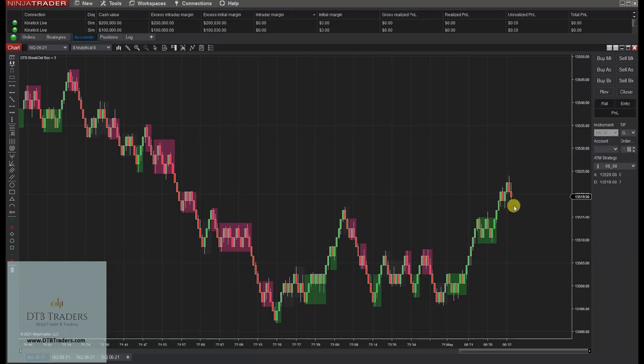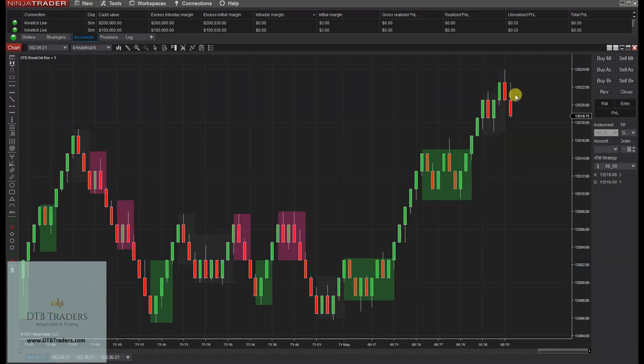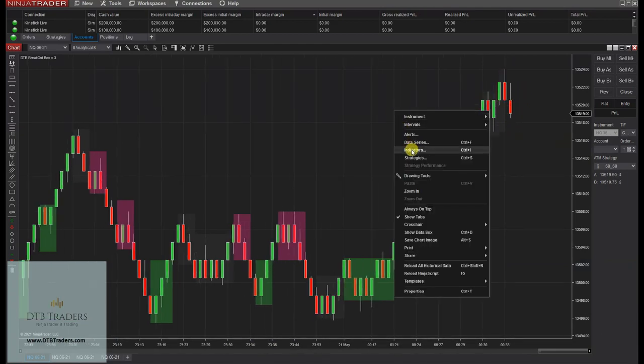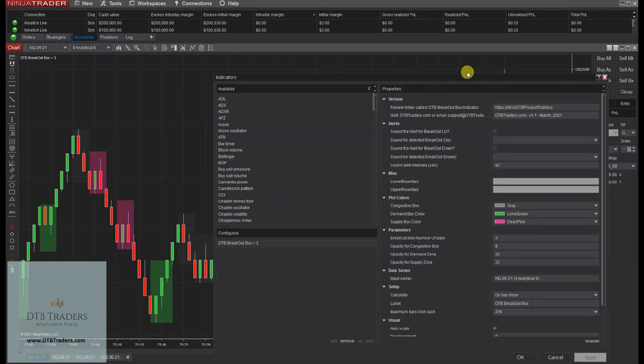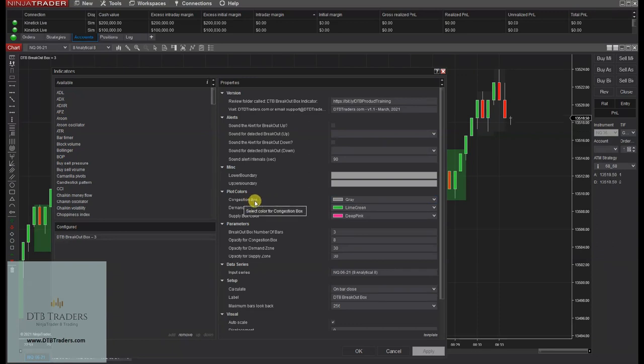So at the moment, you can see we're in a consolidation period, where it's got a slight grayish box around the price. There is a way to actually change the coloring of it. That's called a congestion box. Where the price is congested, it's just basically bouncing around an area. It hasn't got a specific breakout yet.